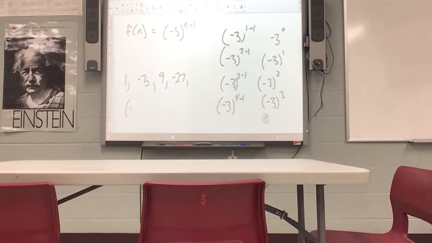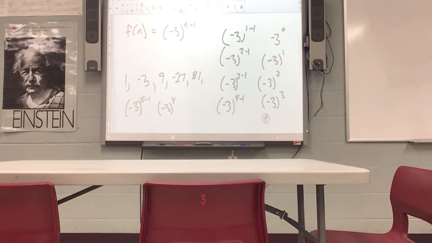Negative 3 to the fifth power, what am I going to plug in for n? 5. Minus 1 would be negative 3 to the fourth, which would be what? Be a positive 81. Remember, if you put a negative in your calculator, you have to put it in parentheses. An even exponent with a negative will always be positive.